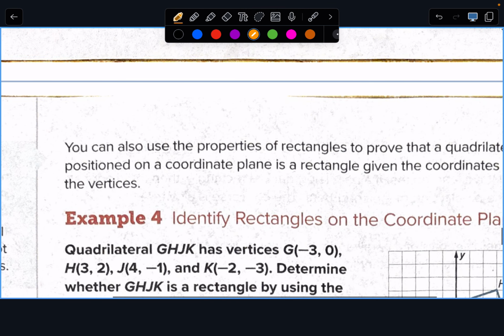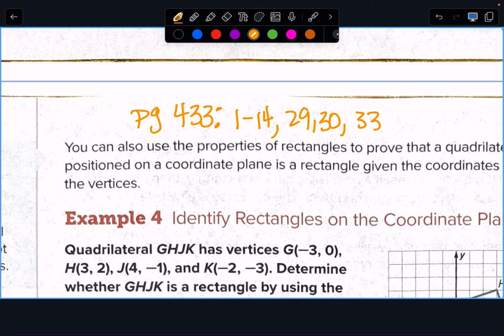Okay? So here's the deal. Starting on page 433, you need to do 1 through 14, 29, 30, 33, and 34.